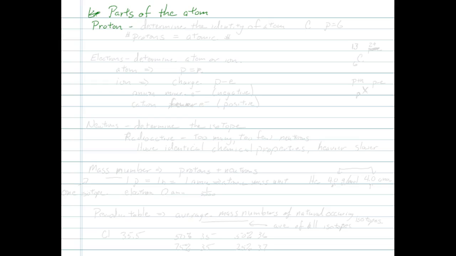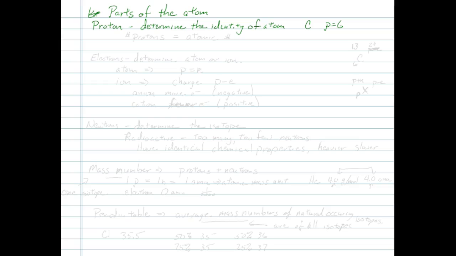Protons are things that determine the identity of the atom. Carbon has 6 protons, and if it has 6 protons, it must be carbon. So the number of protons tells you what the identity of the element is. So if it's carbon, protons must be 6.